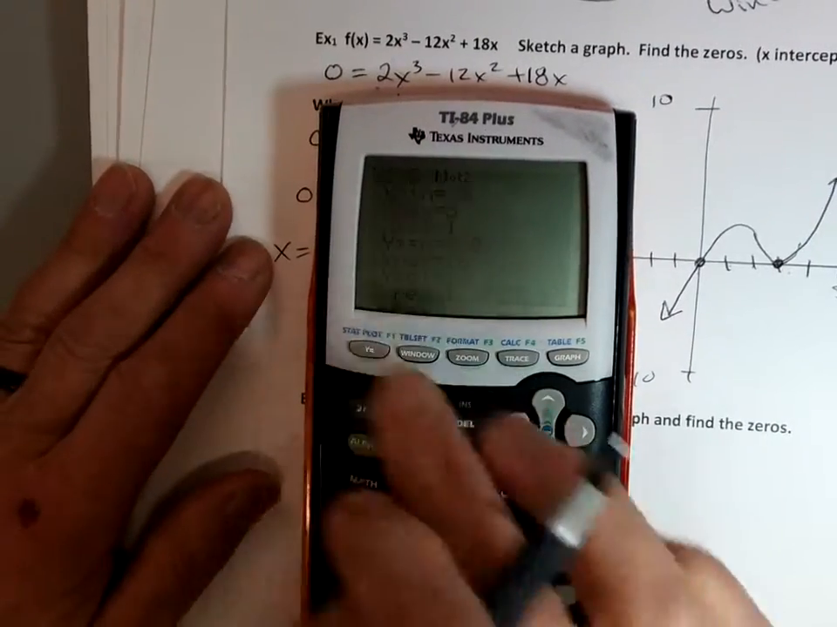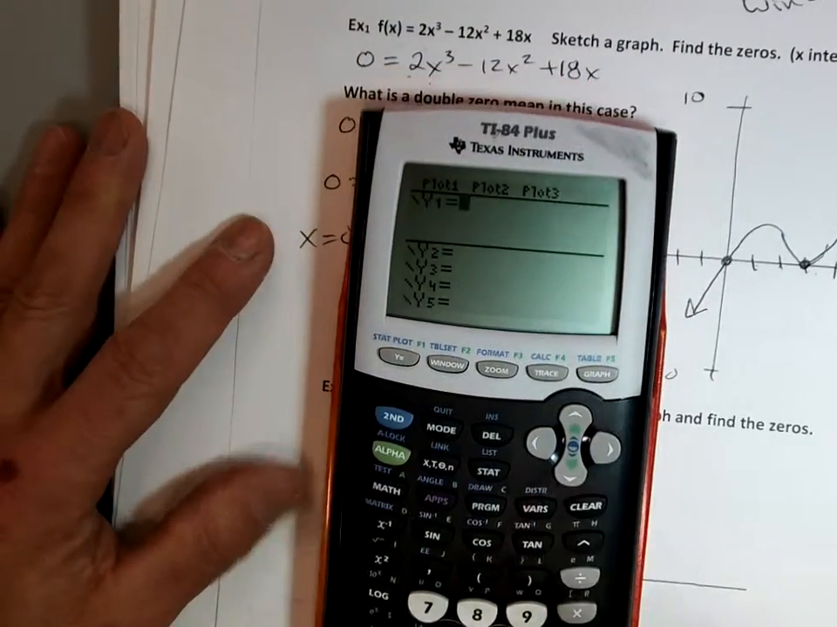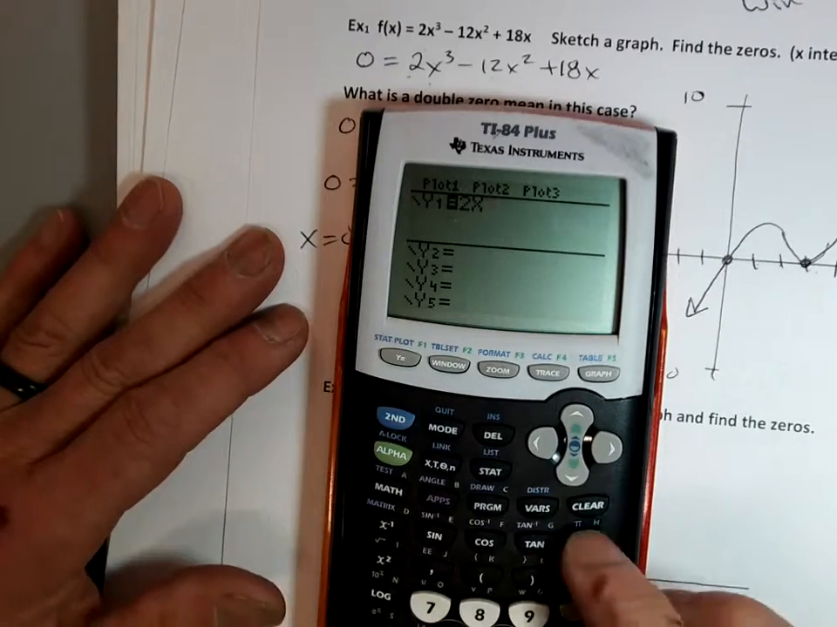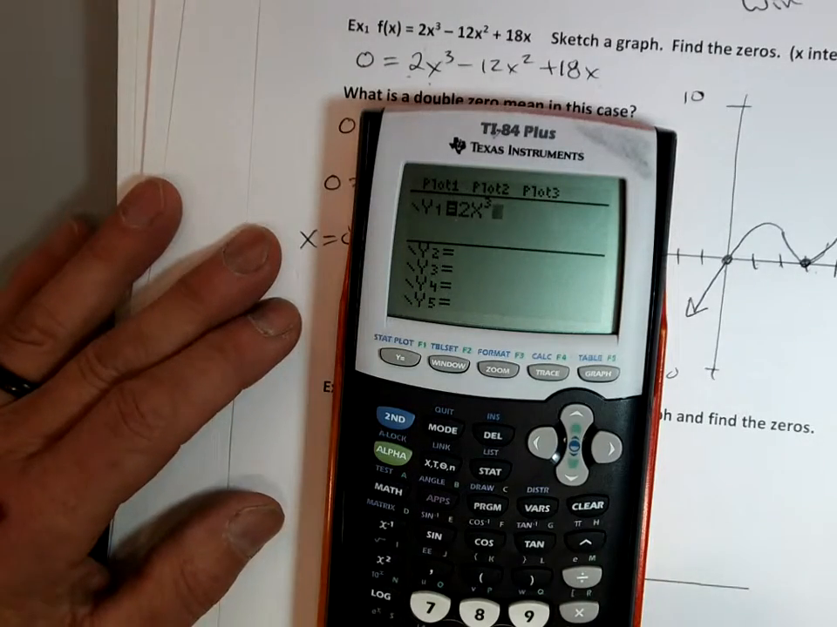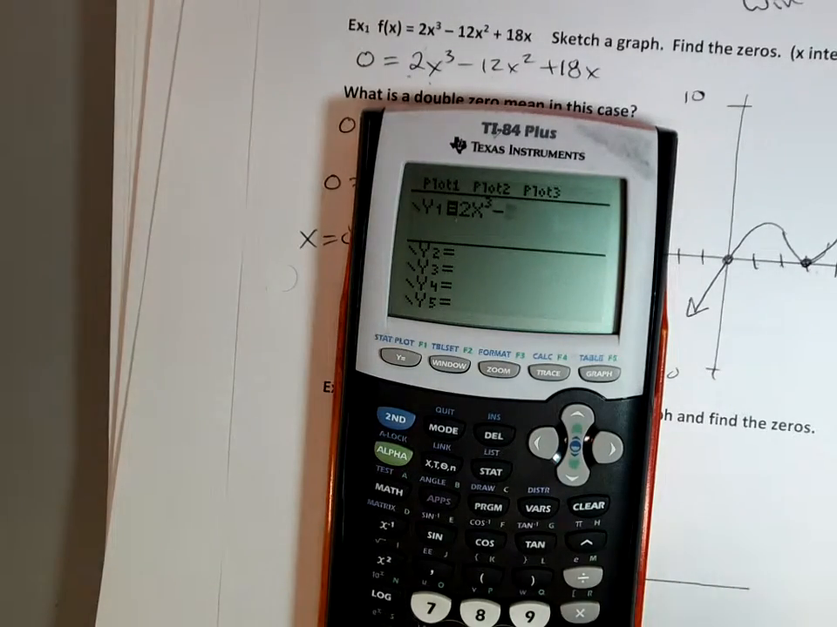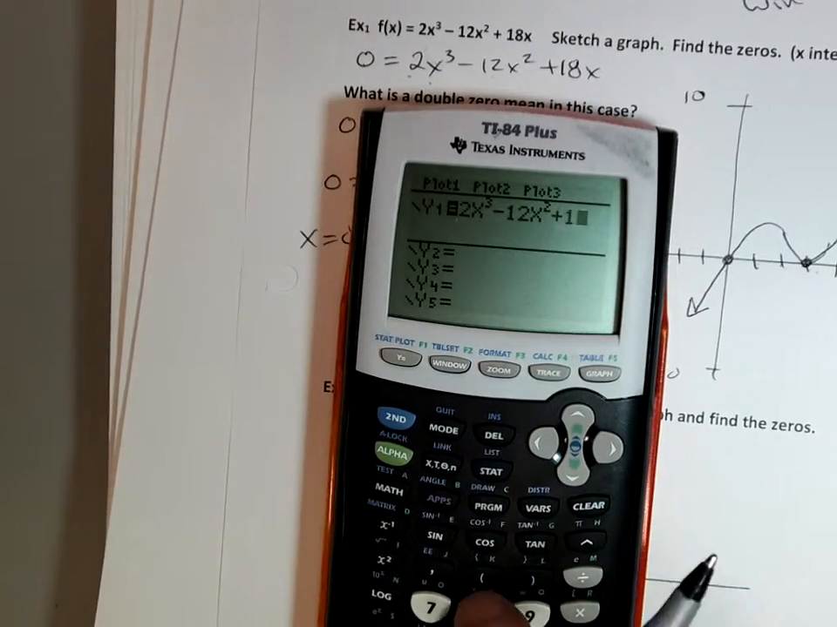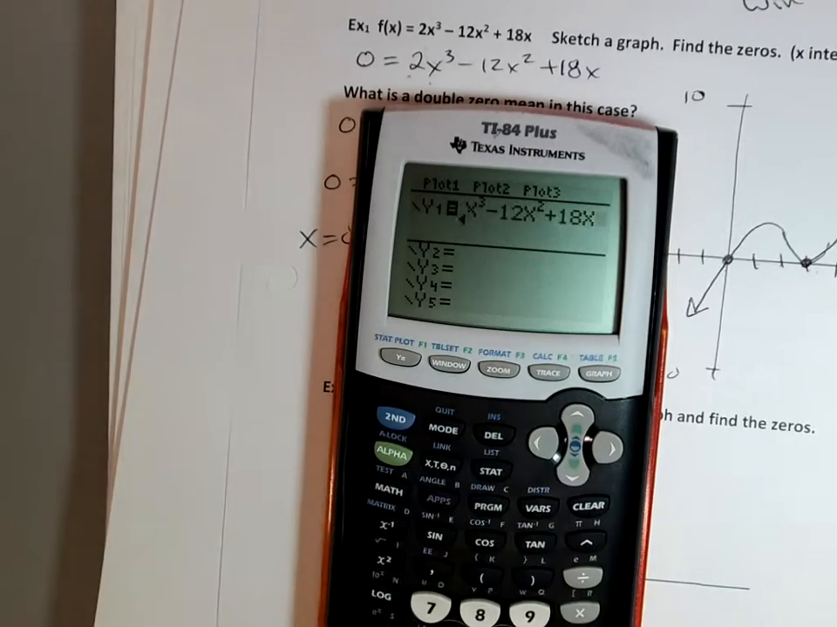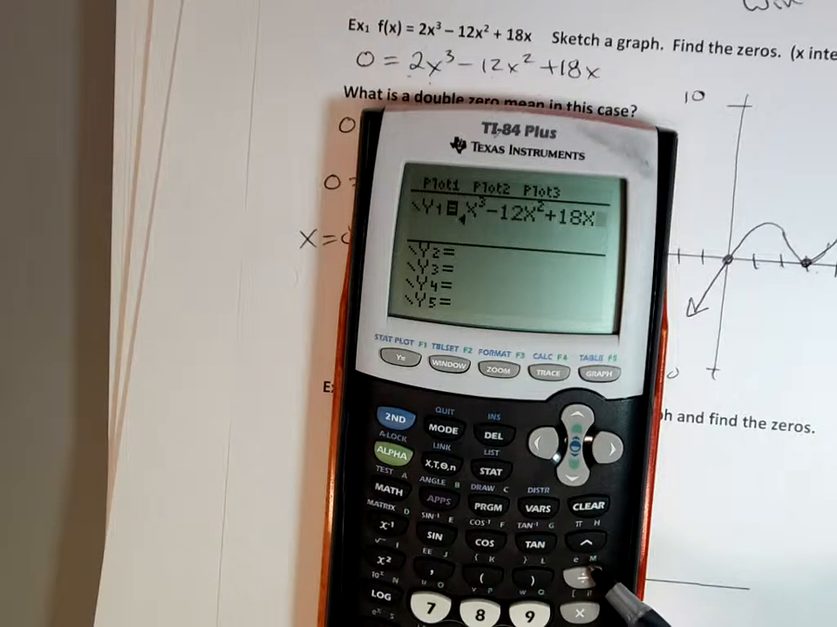I'm going to go to my y equals. And if I'm going too fast, slow me down, please. I'm going to type in 2x, variable to the third power. Subtract, don't use negative. Subtract 12x squared plus 18x, okay? The cubed is this little up arrow, they call it a caret. I'm going to go to the third power. You can get the cube in the math menu also. So everybody have it in their calculator? Okay, so let's push graph and see what happens.